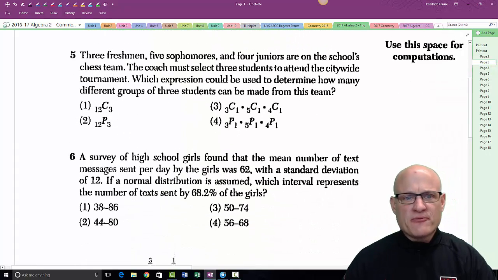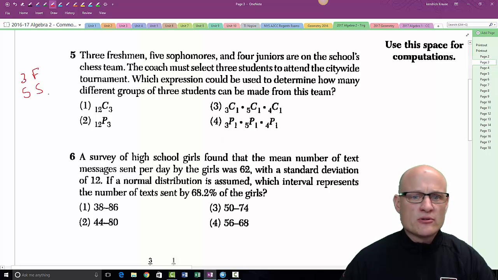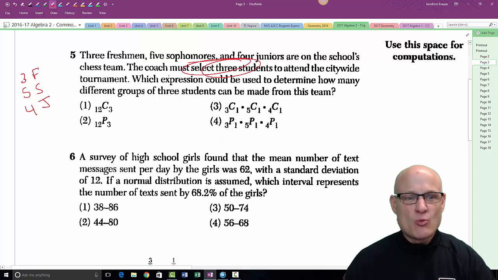All right, 3 freshmen, 5. So 3 freshmen, let me write this down. 3 freshmen, 5 sophomores, 4 juniors are on the school's chess team. A coach must select 3 students to attend the citywide tournament. Which expression could be used to determine how many different groups?